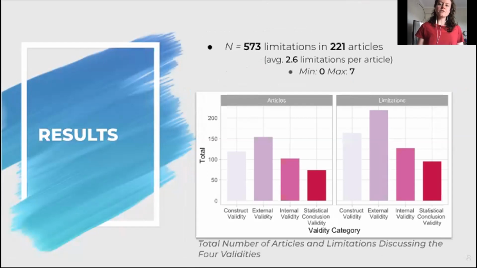And we found that concerns about external validity were the most common and statistical conclusion validity were the least common. So perhaps somewhat unsurprisingly, social psychologists' biggest concerns were that the context of their study might have impacted their results. And our findings also mean that despite all the attention statistical related issues have received throughout the replication crisis, the attention wasn't reflected in authors' published limitations.